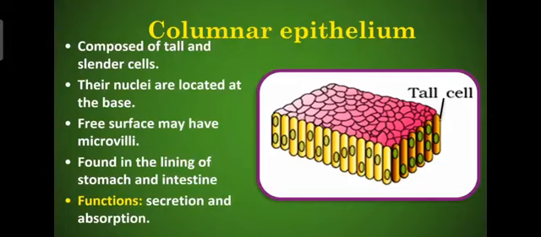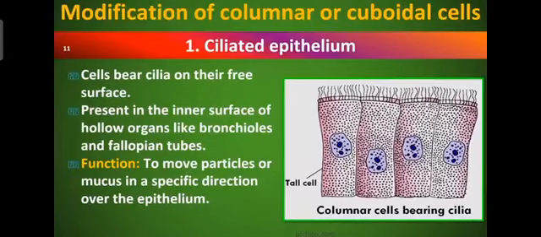So these are the three types of simple epithelium tissue, that is squamous, cuboidal and columnar. Now we will move to the compound epithelium. Before going to the compound epithelium, one more point we are going to study, that is modification of columnar or cuboidal cells. So here we will find two modifications, that is ciliated epithelium and glandular epithelium.